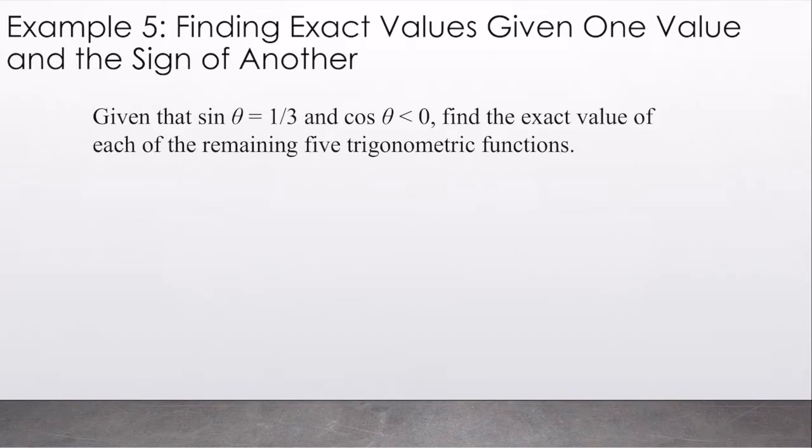So given that sine of theta is 1/3 and cosine of theta is less than 0, I want to find the exact value of each of the remaining 5 trigonometric functions. Now first we need to determine, based on the fact that sine of theta is positive and cosine of theta is negative, what quadrant are we in? Well, that's going to be this quadrant right here where x is negative and y is positive. So my angle theta is going to lie in quadrant 2.